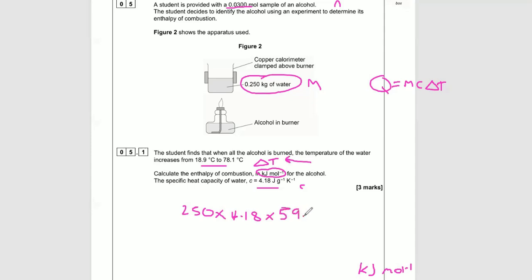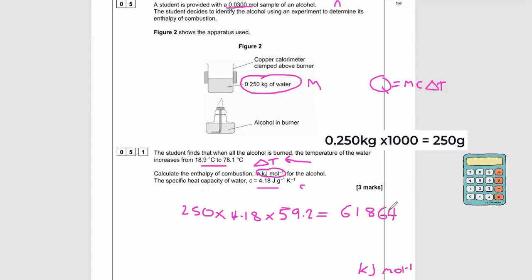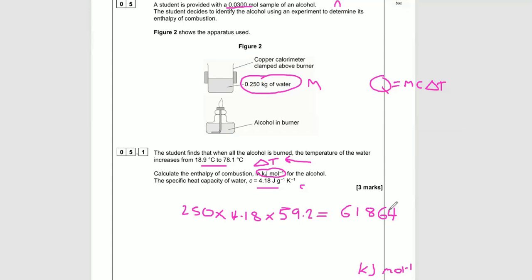So we need to do the mass times the specific heat capacity times the temperature increase. Now the mass is in grams, so you need to convert the 0.250 kilograms to grams. So times by 1,000, so you've got 250 times 4.18 times 59.2, and that's going to give you 61,864 joules. That is your energy transfer, but that is in joules. Now you can see our answer is supposed to be in kilojoules per mole. So we need to divide by 1,000, 61,864, and that will give us 61.864 kilojoules of energy was transferred into the water.